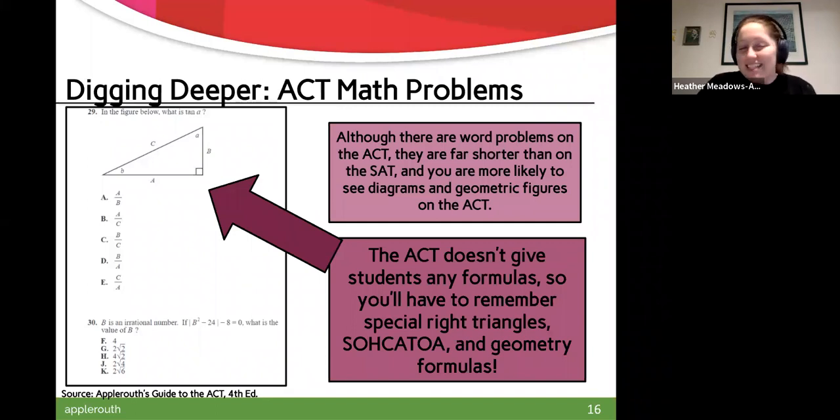And so again, it's a give and take, right? You get to have your calculator the whole time. The SAT, on the other hand, gives you formulas, but you don't get your calculator the whole time. So would you rather do all the stuff by hand, all the calculations, or would you rather have to memorize some formulas? So again, it's a give and take, depends on what your student prefers at the end of the day.